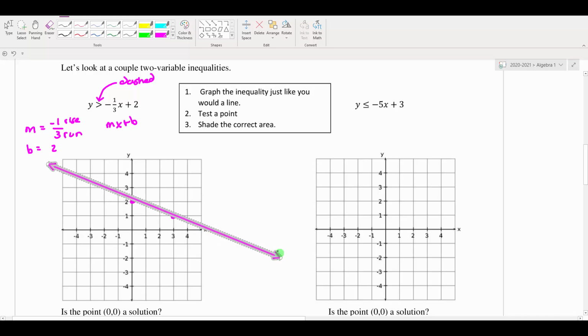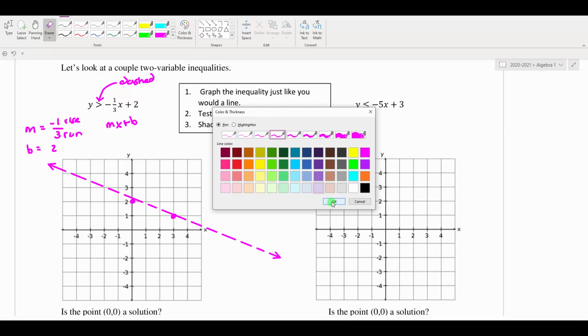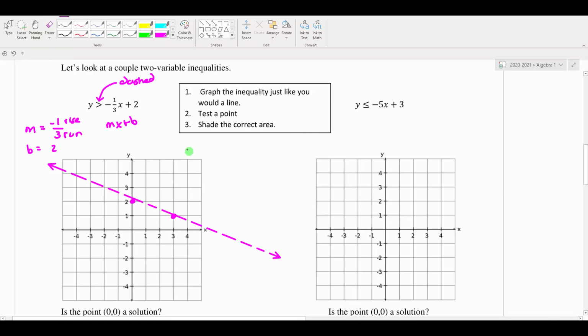I gotta get this lined up. There we go. That's pretty close. Then I grab my eraser, just like this, and I like to go through and just dash it. There we go. So we have a dashed line.